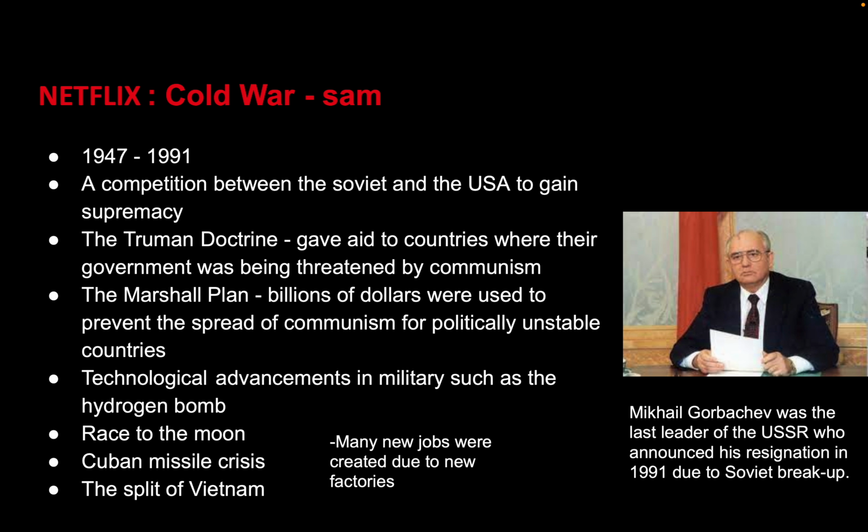The Marshall Plan used billions of dollars to prevent the spread of communism in politically unstable countries. There were technological advancements in military, such as the hydrogen bomb, the race to the moon, the Cuban Missile Crisis, and the split of Vietnam. Many new jobs were created during this time due to new factories and new technological advancements. That is why the economy during this time was pretty good.